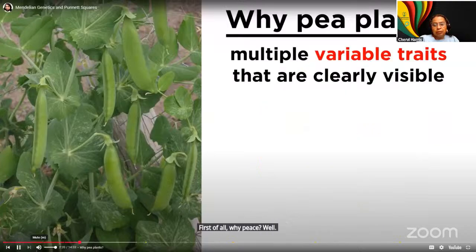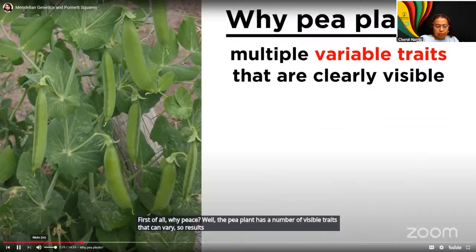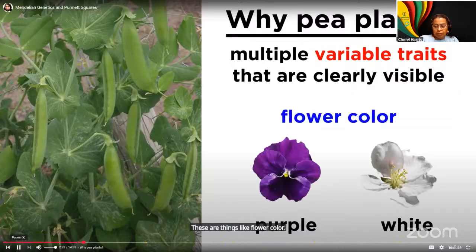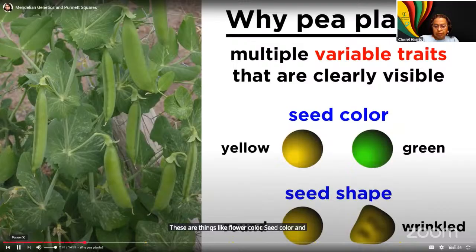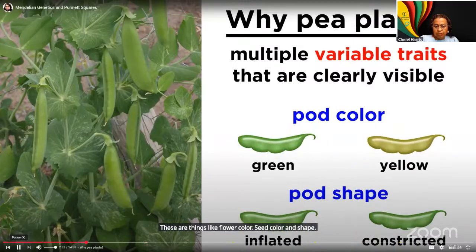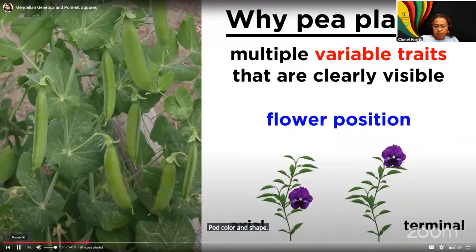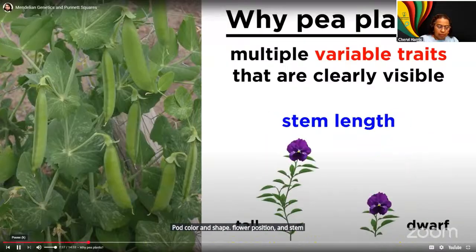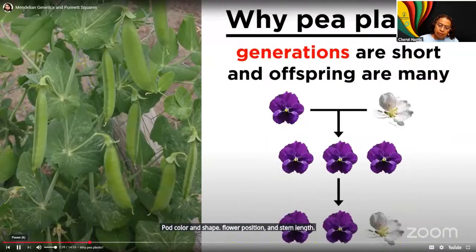Well, the pea plant has a number of visible traits that can vary, so results are easy to observe. These are things like flower color, seed color and shape, pod color and shape, flower position, and stem length. Generations of the pea plant are short and the offspring are many, so data is easy to gather.